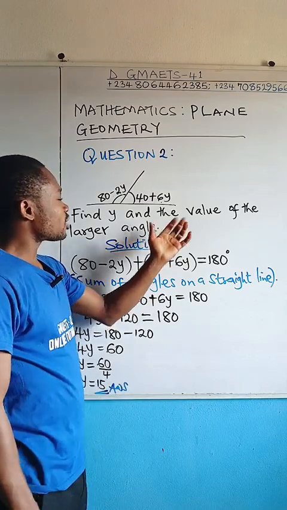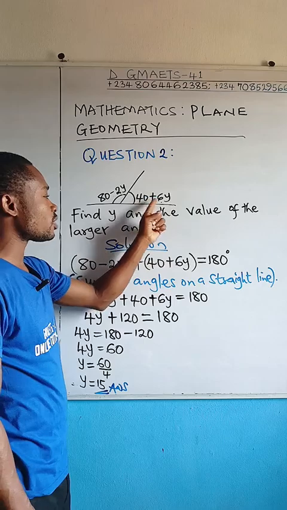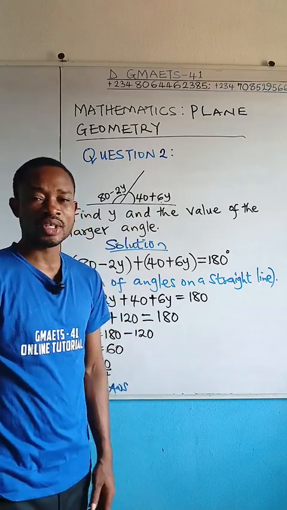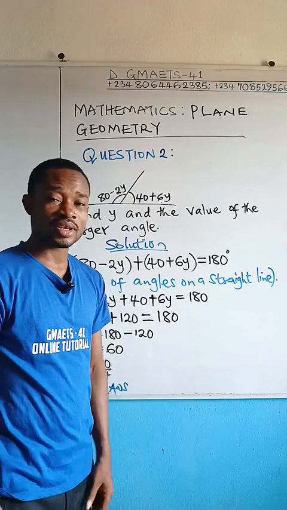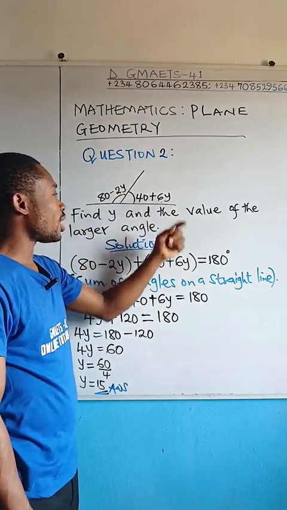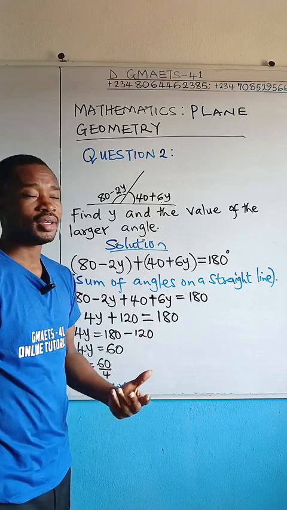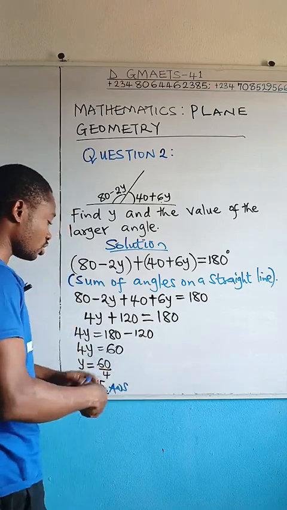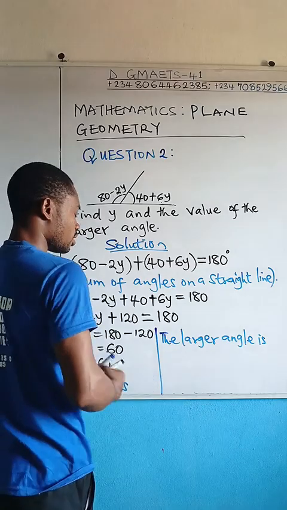Remember that we are also asked to find the value of the larger angle. You have 80 minus 2y, you have 40 plus 6y. Which one is the larger angle? You can always do a rough work to find out. You solve for both of them and then make a conclusion about which one is greater. I must tell you that 40 plus 6y is greater than 80 minus 2y. But you can find out by doing your substitution. The larger angle is 40 plus 6y.